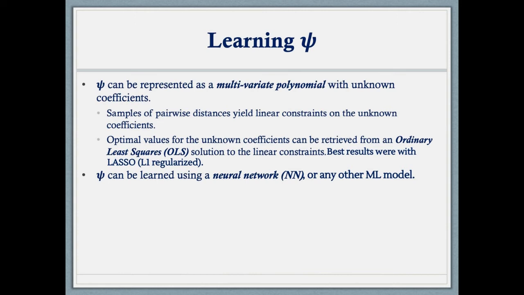One can use OLS, lasso, which is L1 regularized regression, or other regularization variants. We got the best results with lasso. Please note that the ML module used for learning psi, the potential field function, is a plug-and-play component. It can be learnt with neural networks or any ML module that does regression.